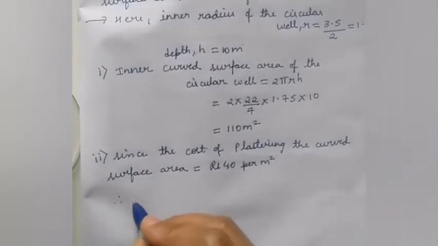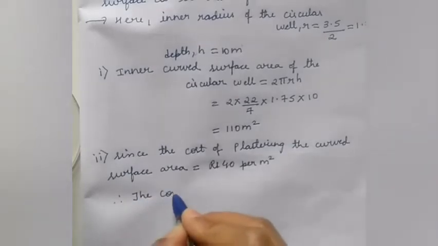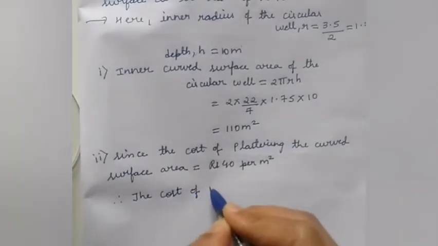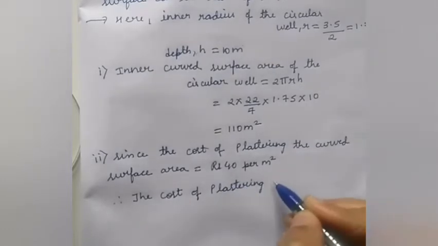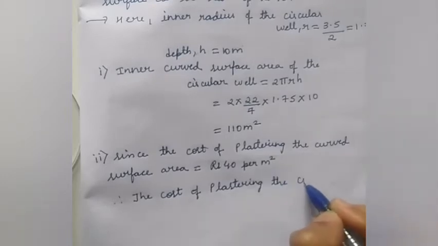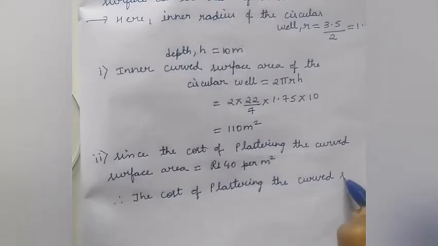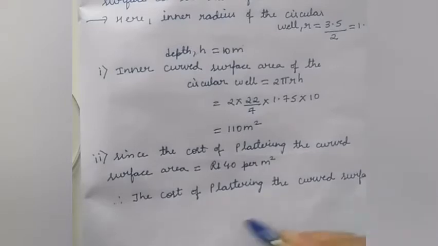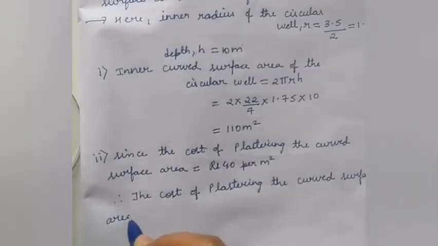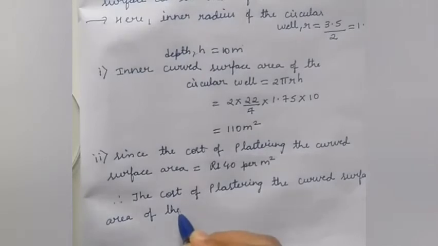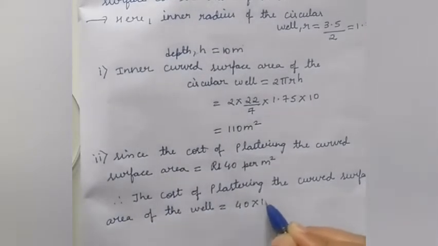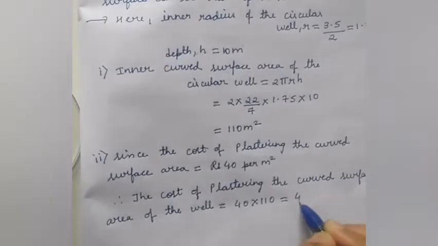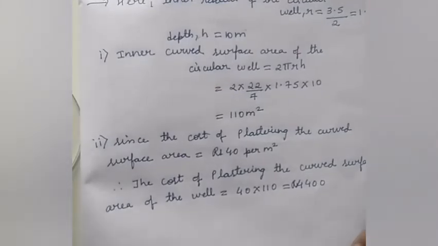So therefore the cost of plastering the curved surface area of the well is equal to 40 into 110, which is equal to rupees 4,400.